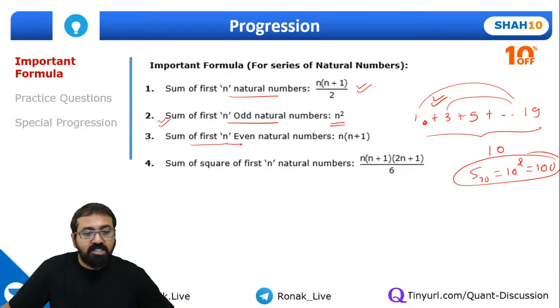Same way, sum of first n even natural numbers is n into n plus 1, and sum of squares of first n natural numbers can be given by this formula.